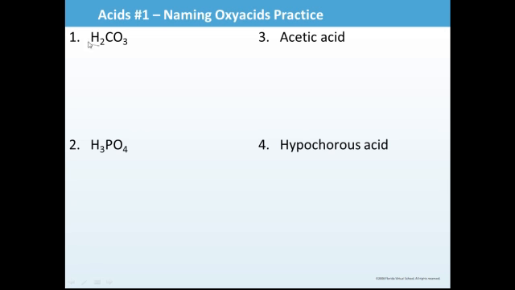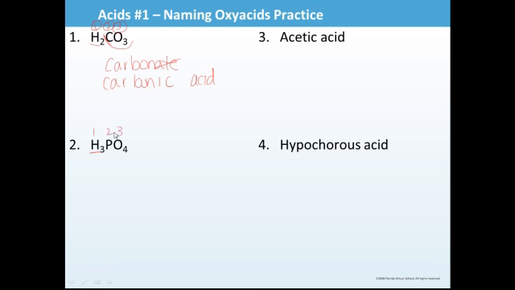Number 1, I see I have hydrogen, so that tells me I'm an acid. I have 1, 2, 3 different elements, therefore I know I have a polyatomic ion. I know my polyatomic ion is carbonate because that's what it tells me in my list. It's ATE, so I'm going to drop ATE. I'm going to add IC, and then I'm going to add the word acid. So this is actually carbonic acid. Number 2, I know it's hydrogen, so it's an acid.